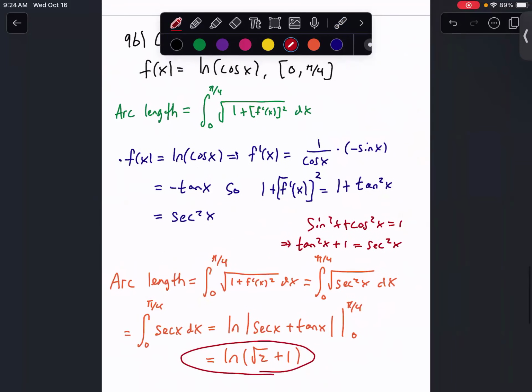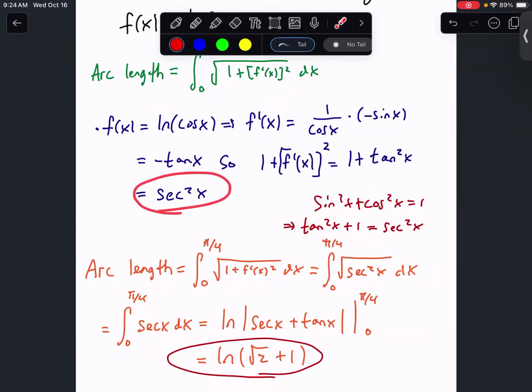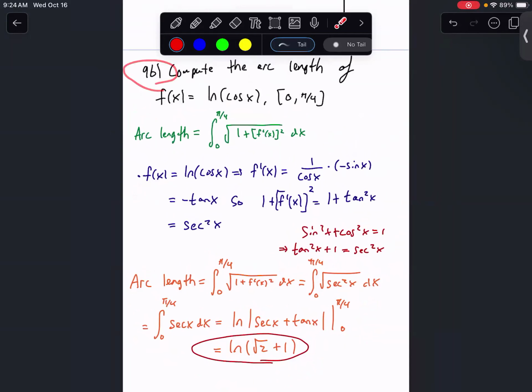Yeah, so you kind of have to know your trig identity. Otherwise, if you leave things as 1 plus tangent squared, it's kind of difficult to determine how you would compute the integral. But knowing it's equal to secant squared makes it so things cancel out nicely. Okay, any questions about 9b?